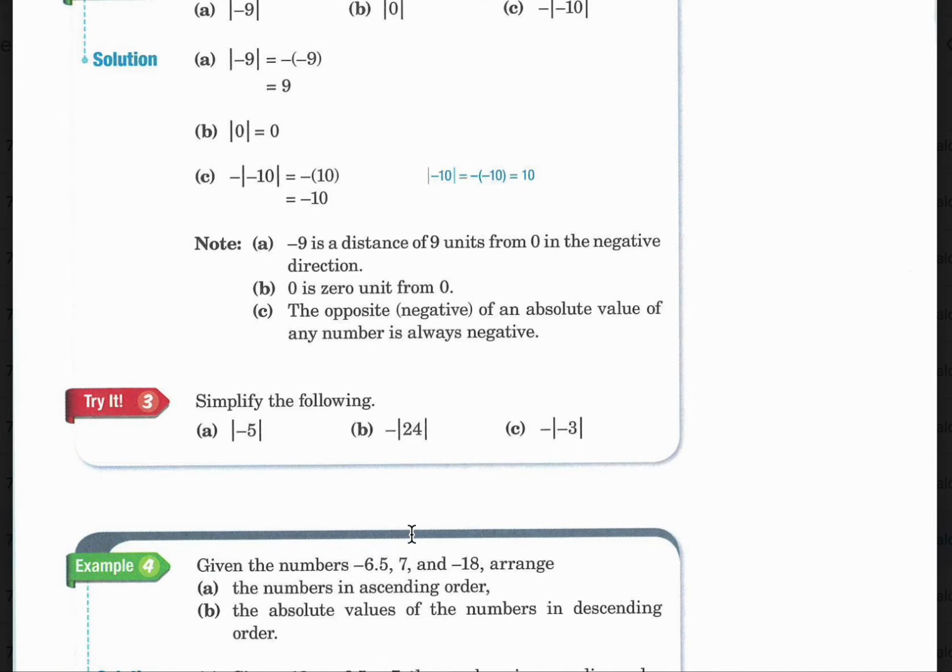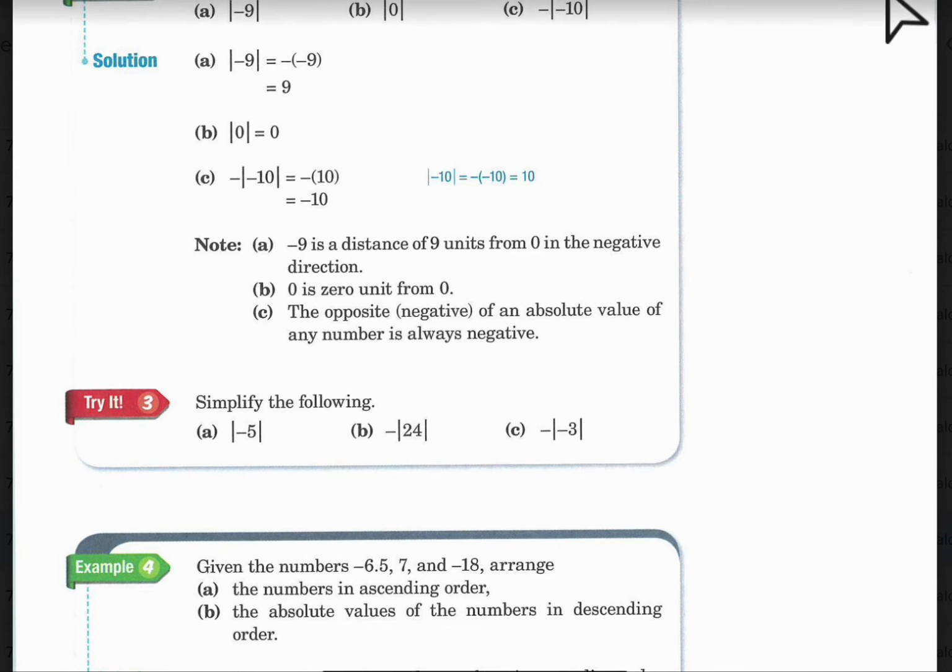Let's try this problem. Given the numbers negative 6.5, 7, and negative 18, arrange A, the numbers in ascending order, and B, the absolute values of the numbers in descending order. Go ahead and pause the video and try that on your own.